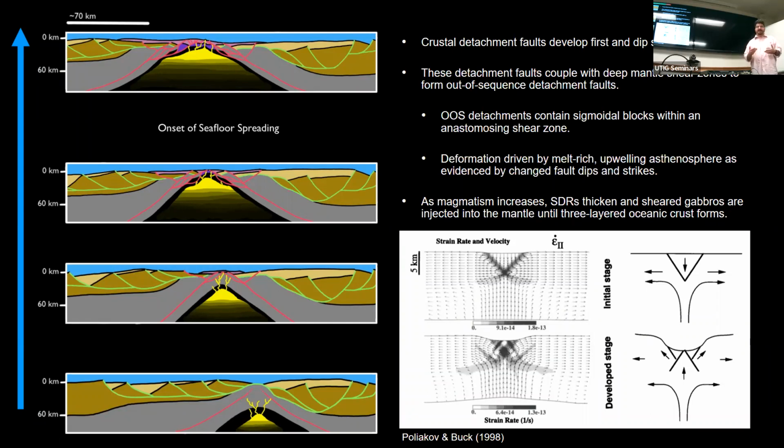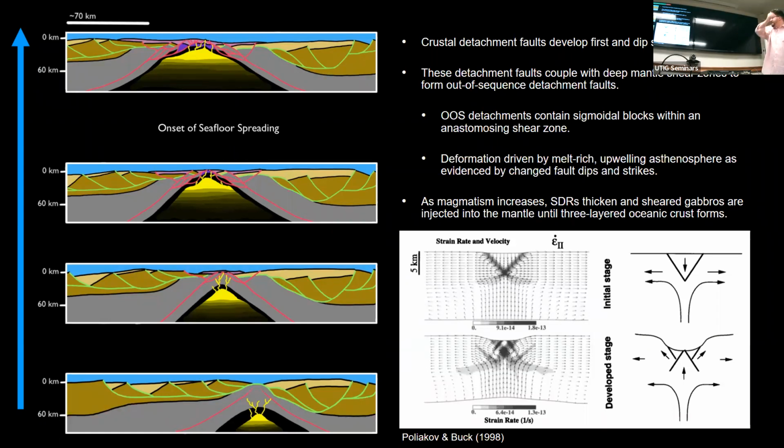You get upwelling asthenosphere, and that upwelling asthenosphere creates decompression melting. That decompression melting causes the asthenosphere to push up even more. And you end up with the symmetrical continentward dipping system of anastomosing high temperature shear zones near the surface. And in the footwalls of these things, this increased magmatism creates your layered oceanic crust, and you get seafloor spreading.